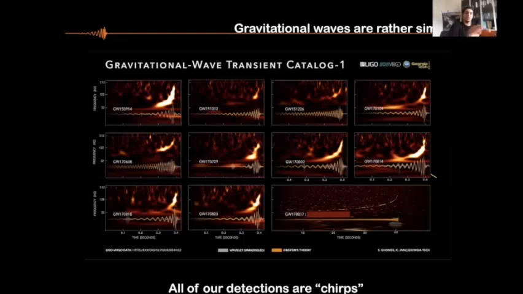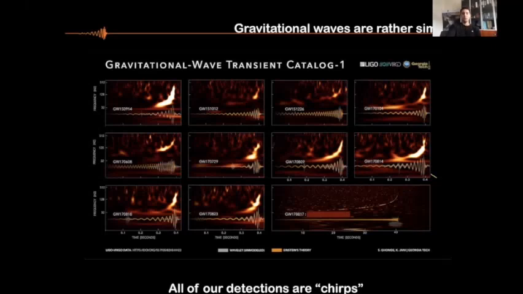These are the 10 signals we've seen so far. And you can see that all of them show the same kind of curve, which is in the bottom of every panel. And all of them show this single chirpy track. So this is telling us that these are two black holes orbiting and smashing each other. There is one here that is way longer than the other ones, which is the one on the bottom.